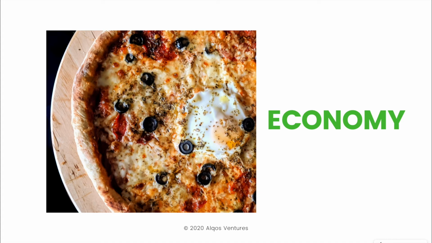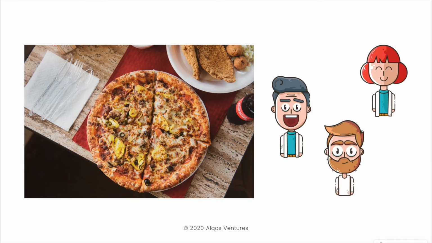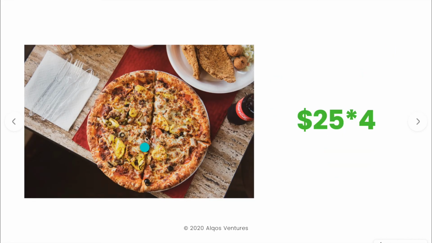So let's take this pizza as our economy, right? Let's give it a dollar value. Let's say this pizza is worth $100 and our economy, total economy, is $100. And now you've got 3 people. So they order the pizza and they cut it into 4 equal slices, which means that this pizza represents 100%, which is $100. And now since there are 4 slices, each slice is $25.